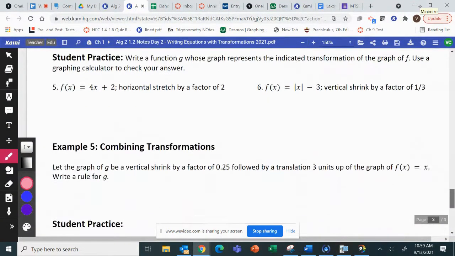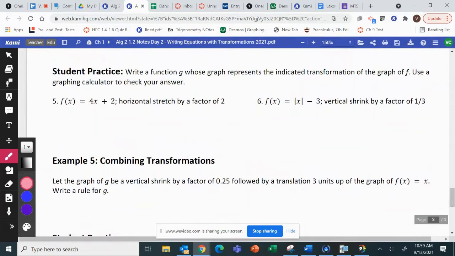Okay, student practice. Write a function g whose graph represents the indicated transformation of the graph of f. Use a graphing calculator to check your answer. I'm going to stop talking for a minute, and I want you to try one or both of these, depending on how far you can get in a minute.